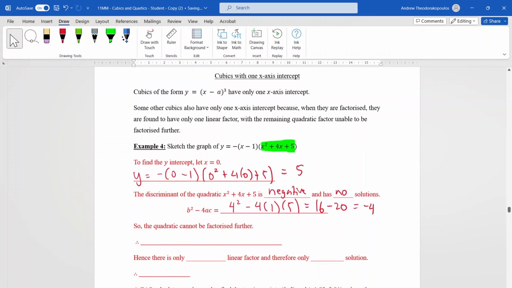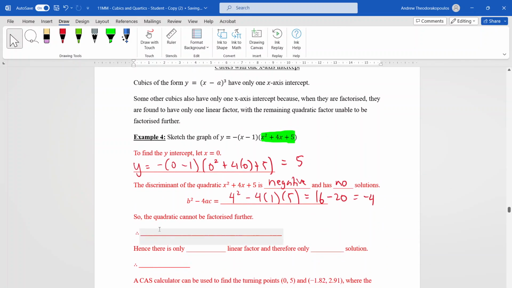So the quadratic cannot be factorized further, therefore we stay as is at negative (x minus 1)(x squared plus 4x plus 5). Which means that this here is our only factor that can give us an intercept. So hence there is only one linear factor and therefore only one solution. Therefore, if I was to substitute that bracket and let it equal 0, I would get x equals 1.